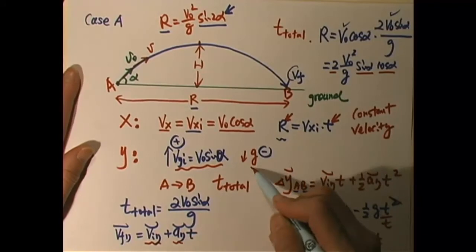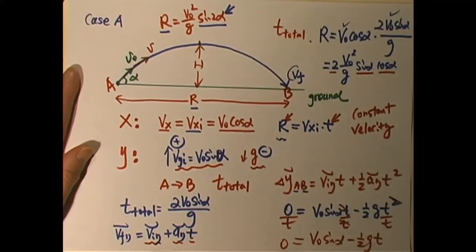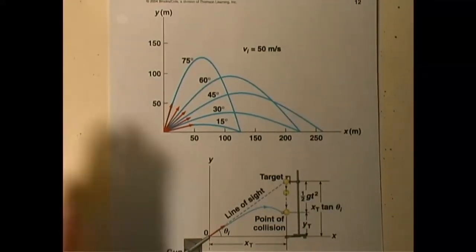A_y is negative g, and t total is solved. We can solve v final y. So finally, our expression for the v final is v final x of i plus v final y of j. Let's look at this interesting graph.